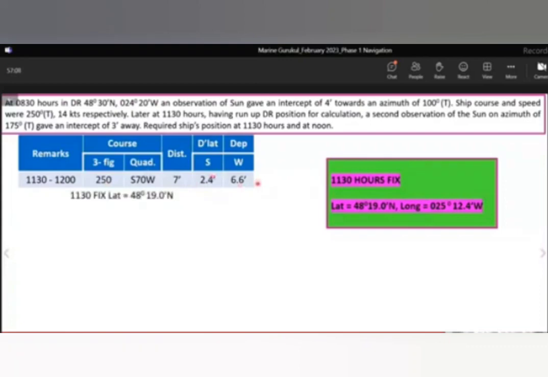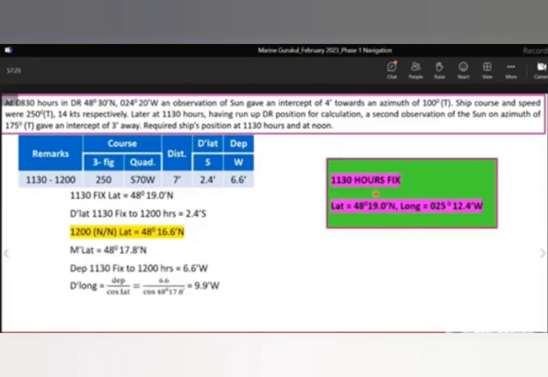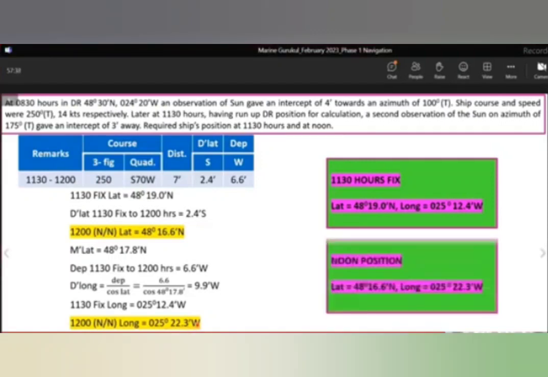This DLAT can be applied to the latitude of the 11:30 fix, and that will give us the noon lat. Using the MLAT between 11:30 lat and 1200 lat, we can convert this departure into D long, apply that D long to the longitude of the 11:30 fix, and that gives us the noon longitude as 025 degrees 22.3 minutes west. Hence we get the coordinates of the vessel's position at noon on that particular day, and that's how this question can be completed.